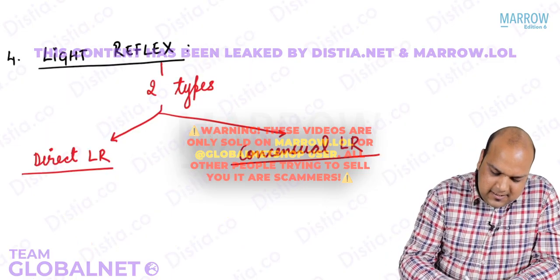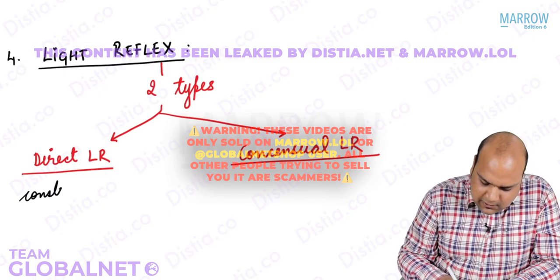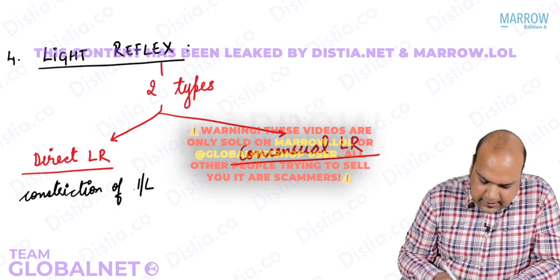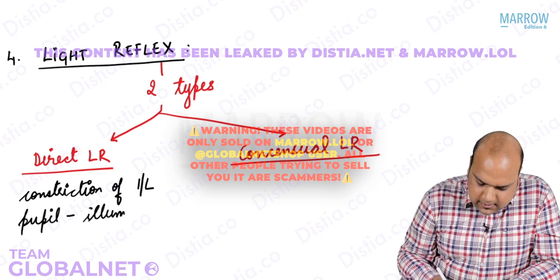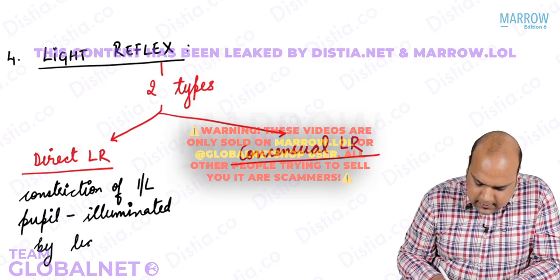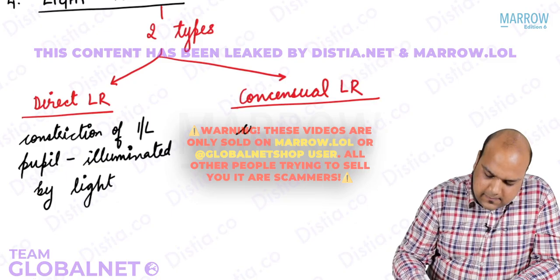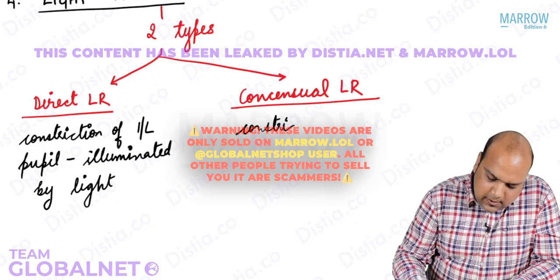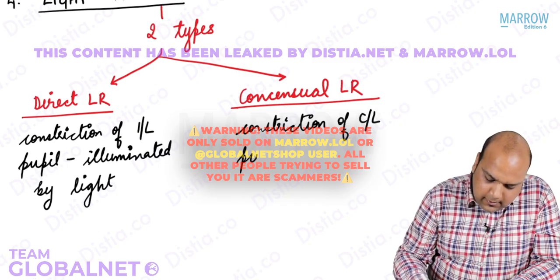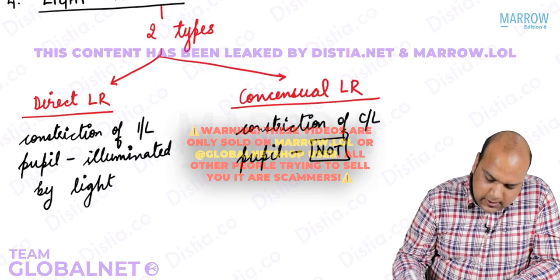So let's write this, everybody. Direct light reflex is constriction of the ipsilateral pupil, or I can say the pupil which has been illuminated by light. Whereas consensual light reflex is constriction of the contralateral pupil which was not illuminated.